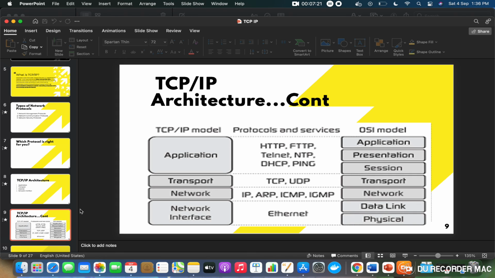So these 7 are the different layers available in the OSI model. Whereas in TCP/IP we have 4 layers, or some claim we have 5 layers also. So yes, this is all about TCP/IP.